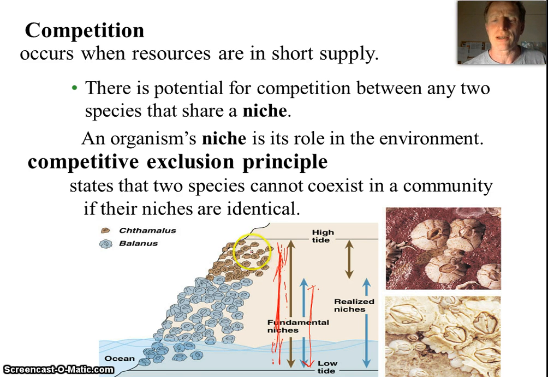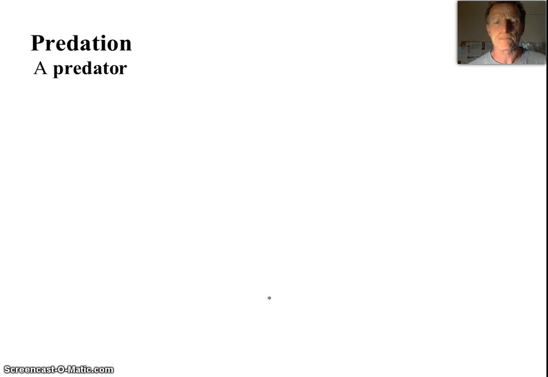So what ends up happening is this species, the thalamus, ends up being in the upper tidal zone where it's a little bit drier. That becomes their realized niche. And then the realized niche of the larger barnacles tends to be the lower tidal zone. So again, they reduce their competition by sort of specializing their niches and finding a place where they can outcompete the other species. And this is a good example of the competitive exclusion principle.